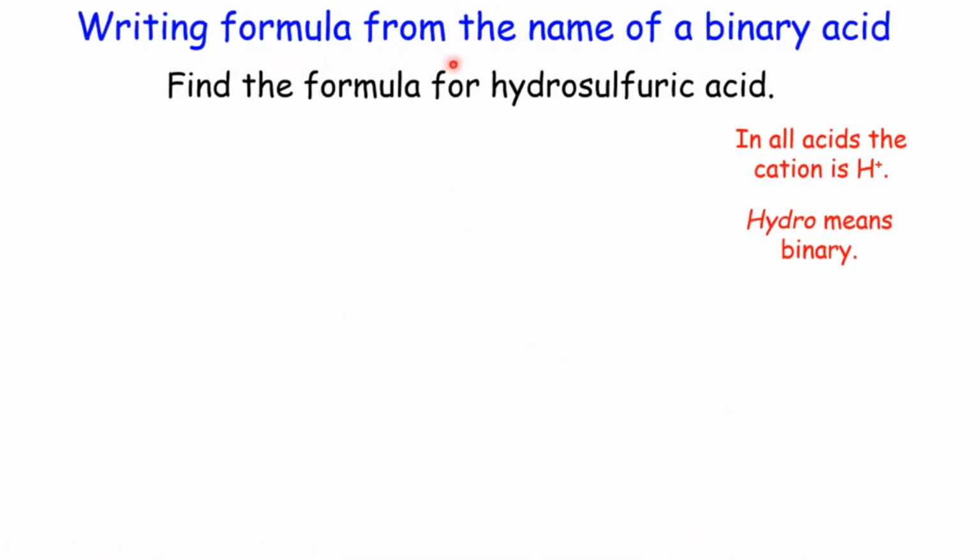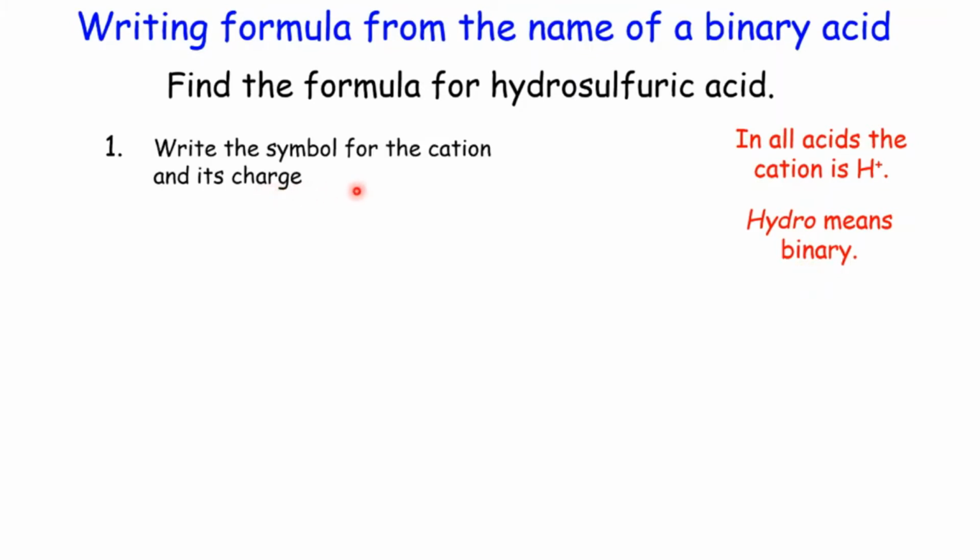How to write a formula from the name of a binary acid? Let's work on the first example. Find the formula for hydrosulfuric acid. You have to remember, in all acids, the cation is H+. And if you see the prefix hydro, it means binary. Those acids do not contain polyatomic ions.